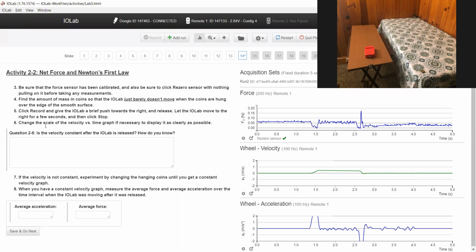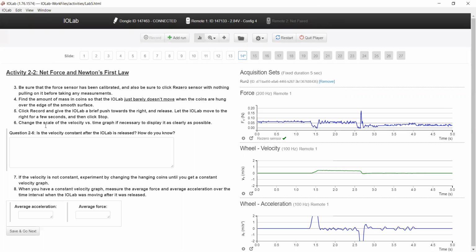So let's move on to the analysis part now. I hope you know where the area of region of interest is. Is the velocity constant when the IOLab is released? So this was where it was just keeping still, and then we gave the push. That's how it had some velocity, and this is until it stopped. So the area of region is from this part up to this part.